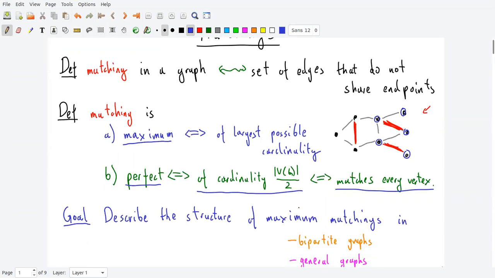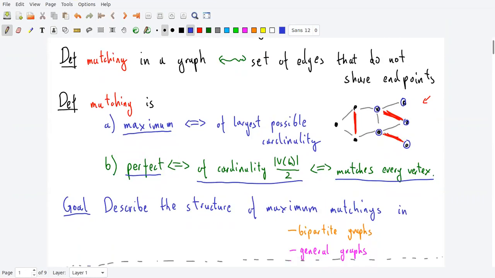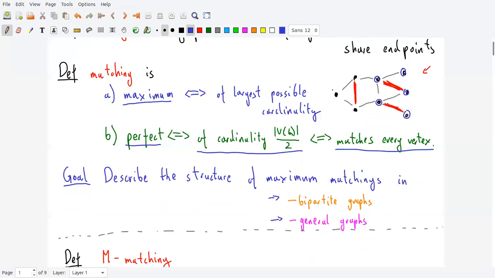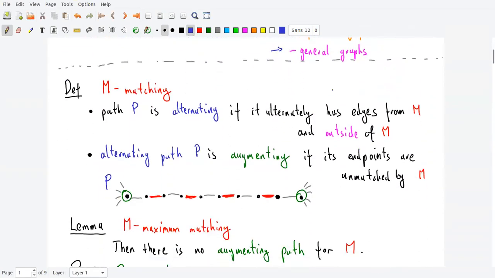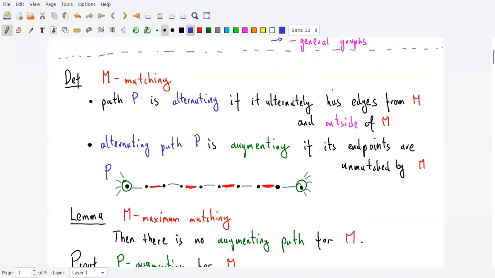So the goal of this lecture is to describe the combinatorial structure behind maximum matchings in bipartite graphs and in general graphs. In bipartite graphs, this is given by Hall's theorem, which probably you have seen already before, but we will reprove it in a moment. In general graphs, this is given by Tutte's theorem or the Tutte-Berge formula, which we'll prove in the later stages of this lecture.